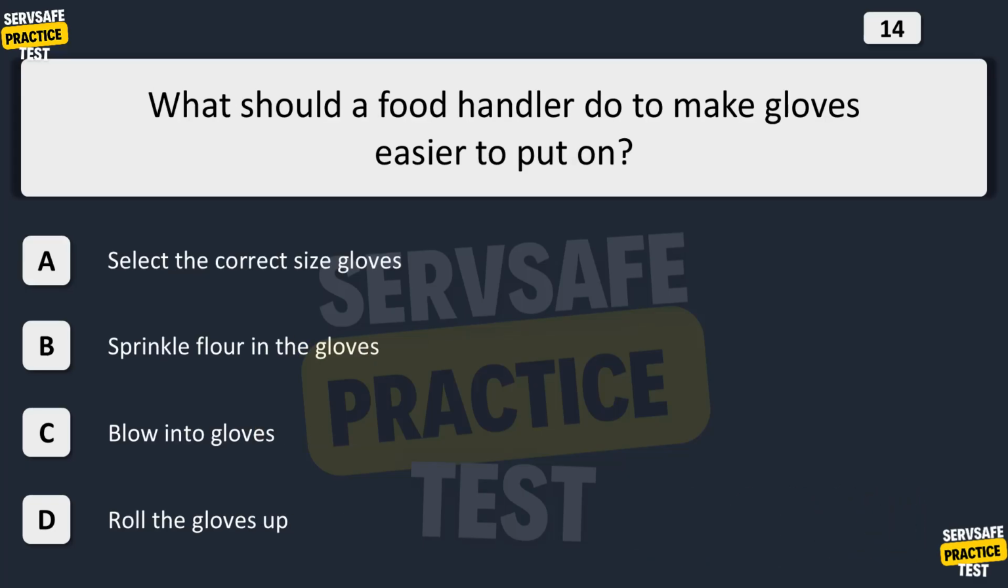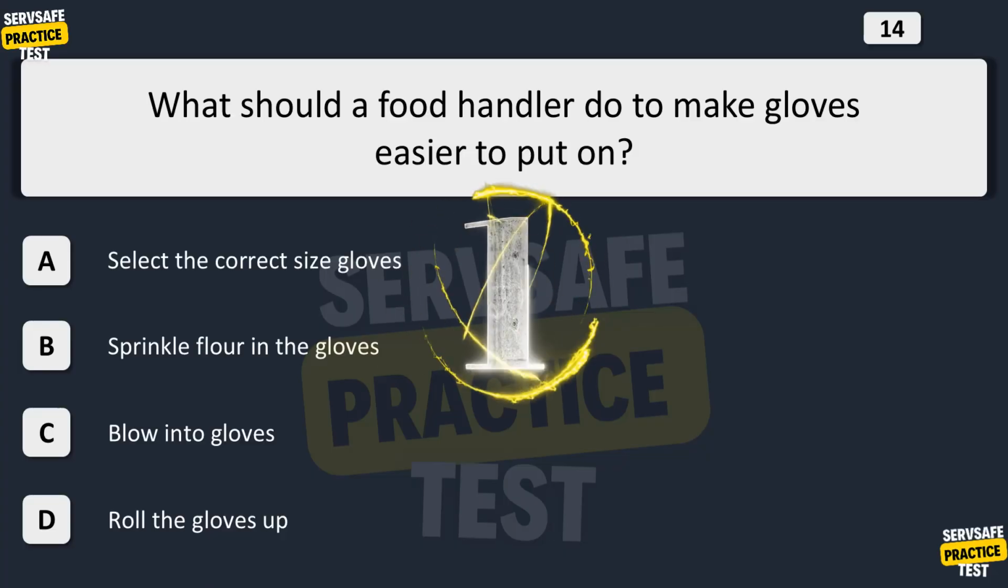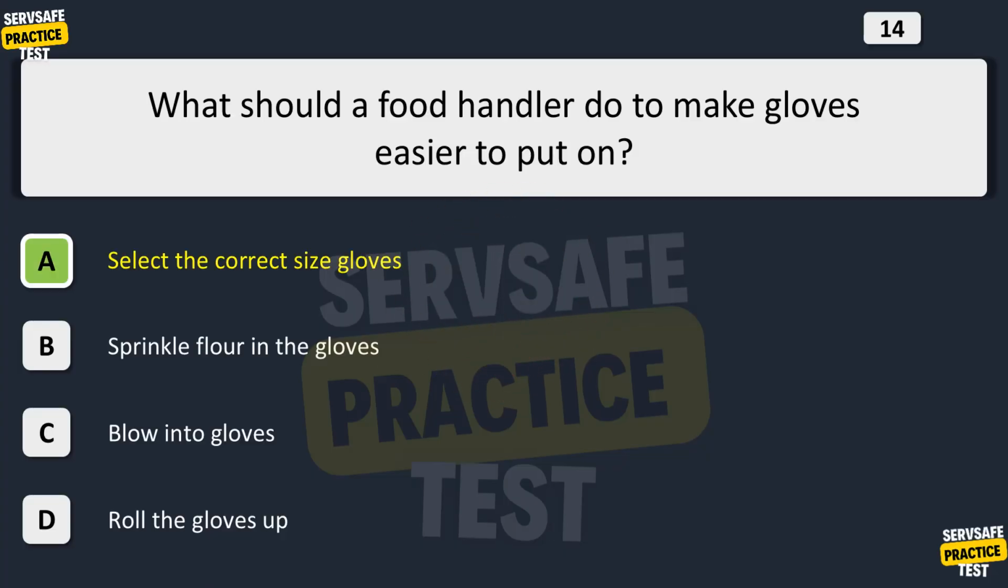What should a food handler do to make gloves easier to put on? A. Select the correct size gloves. B. Sprinkle flour in the gloves. C. Blow into gloves. D. Roll the gloves up. The correct answer is A. Select the correct size gloves.